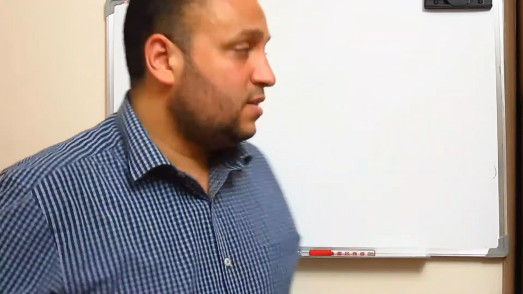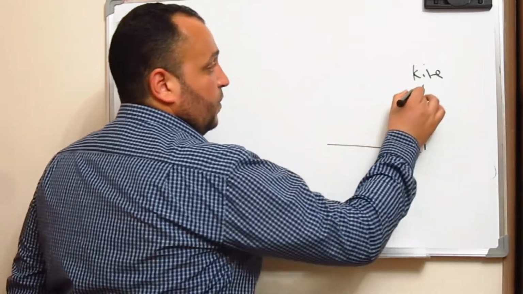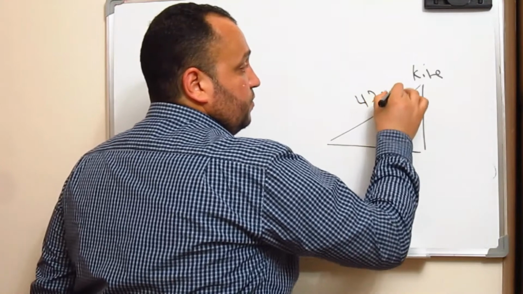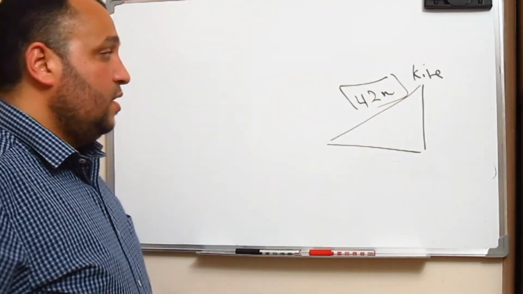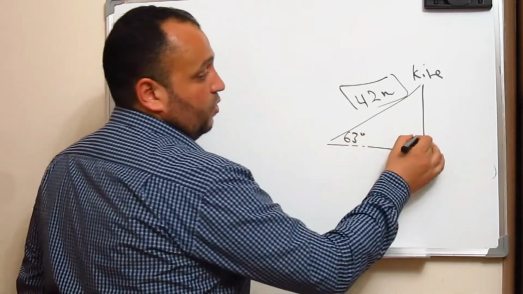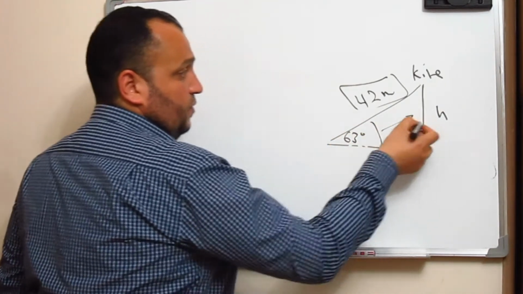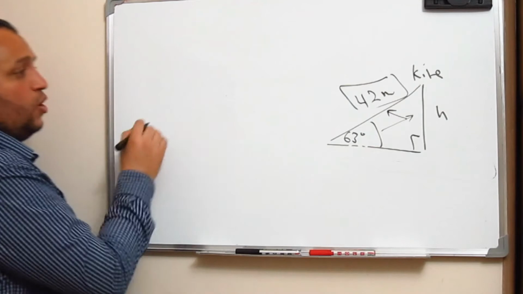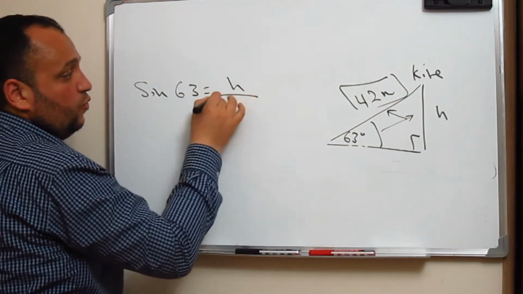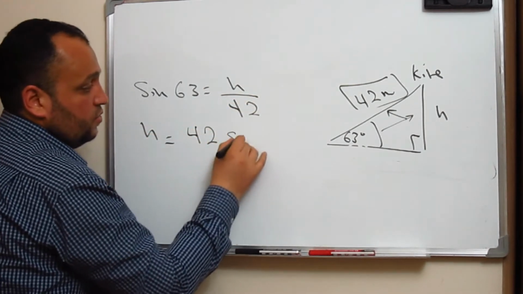اوكي طب تعالى بقى نرسم مع بعض كده واحدة واحدة الكايت. Okay, the length of the thread was 42 meters. Okay, the angle which the thread makes with the horizontal ground is 63 degrees, and he wants to find the height of the kite. Okay, معايا opposite and the hypotenuse. Opposite and hypotenuse it's a sine. نقول هنا sine 63 equal h over 42. Okay, from it h equals 42 sine 63.